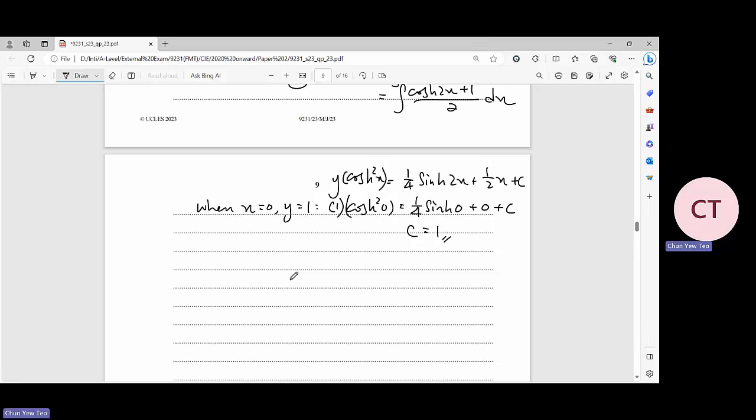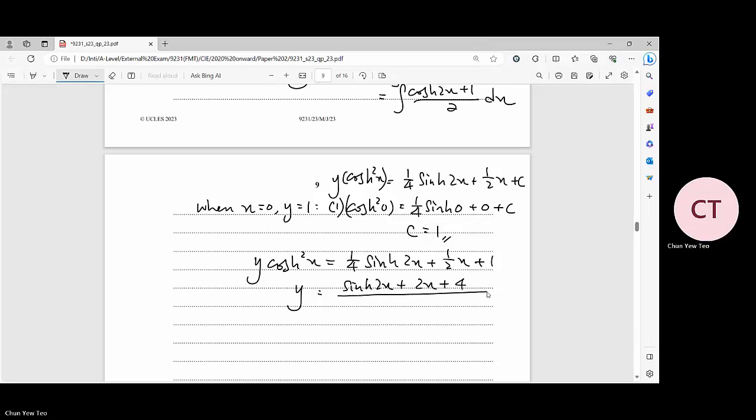Okay. So from here, you can see that y cos squared x equals 1 over 4 sine 2x plus half x plus 1. But we want y in terms of x, so all of them need to divide. You have sine 2x plus 2x plus 4 divided by 4 cos squared x. That will be the answer. Okay, this will be the answer.